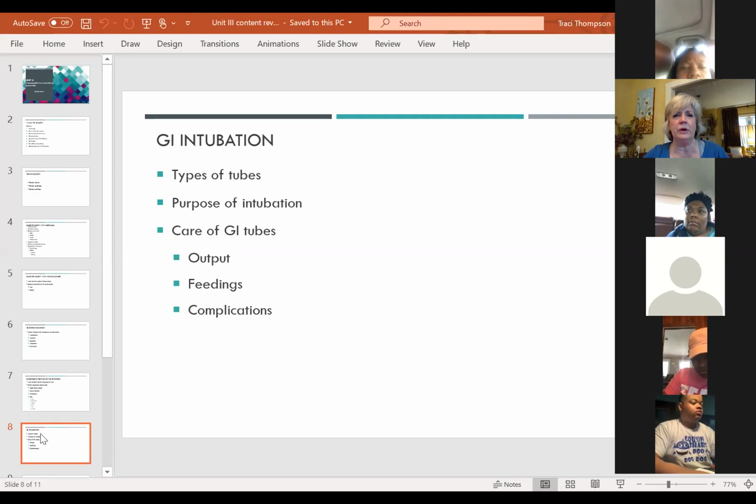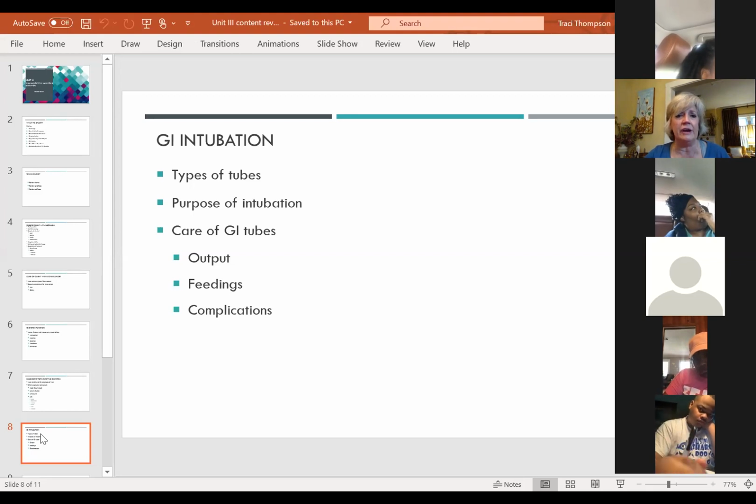But what is the purpose of GI intubation? We use it for feeding. We use it to decompress the stomach. We use it sometimes after surgery to give the gut a rest so that acids don't get down into the colon and let them heal. But the purposes of intubation, make sure you know those.